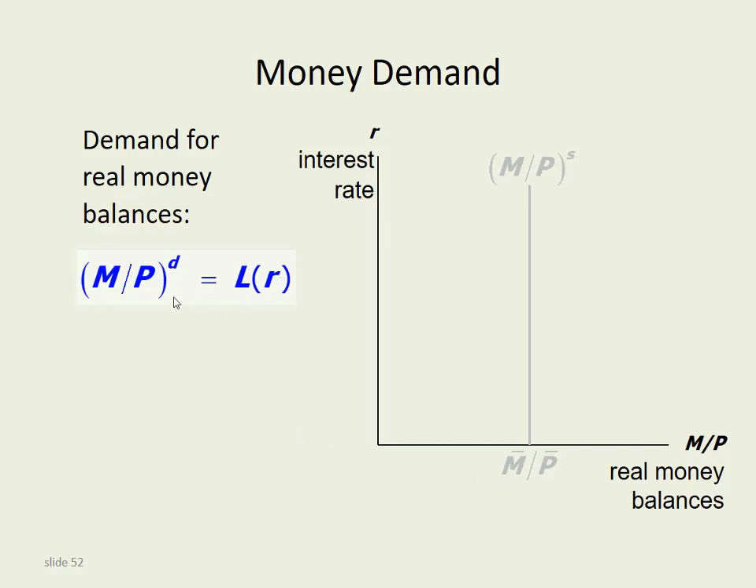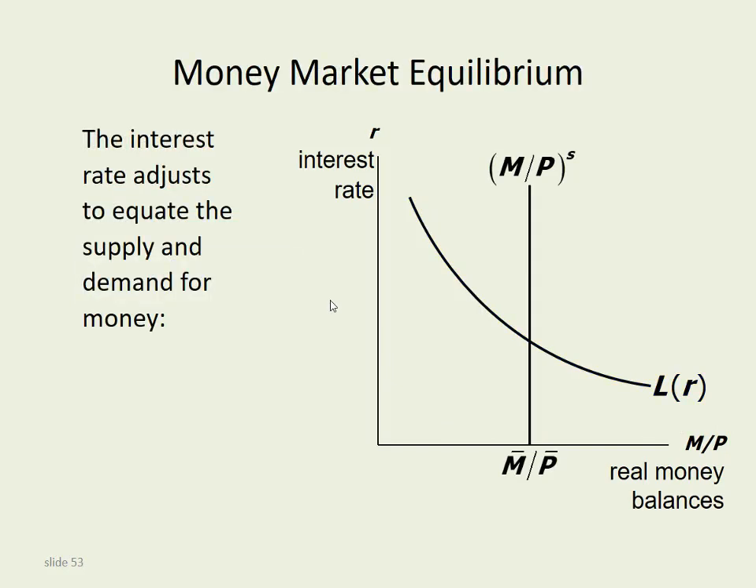This is the way you write it formally. This is money demand adjusted by the price level. The demand for that is equal to L(R). It's determined by the interest rate, as I said. So as this goes up, my demand for money falls. As it goes down, my demand for money increases. So L stands for liquidity: my demand for liquid money.